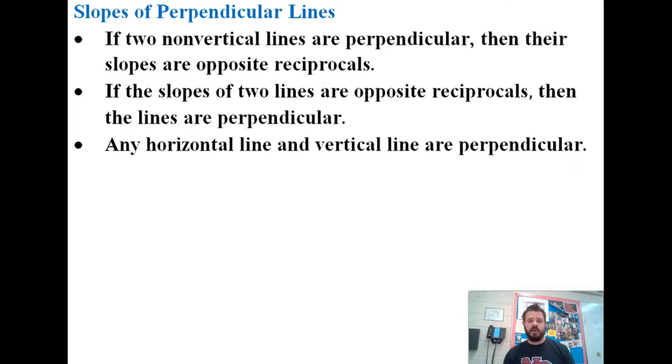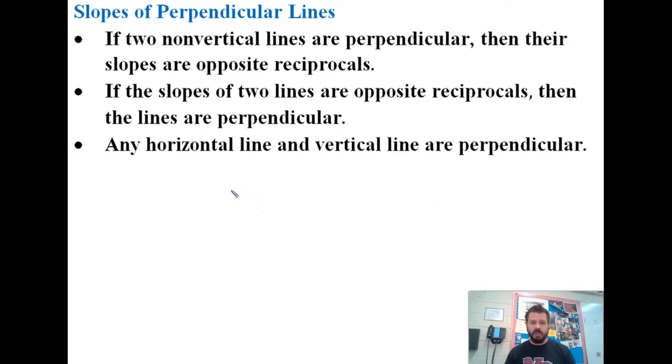Next thing we'll talk about are perpendicular lines. And for that, I'm going to say that if two non-vertical lines are perpendicular, then their slopes are opposite reciprocals. And also the converse, if the slopes of two lines are opposite reciprocals, then the lines are perpendicular. So in other words, perpendicular lines have slopes that are opposite reciprocals to one another. Now, what do we mean by that?